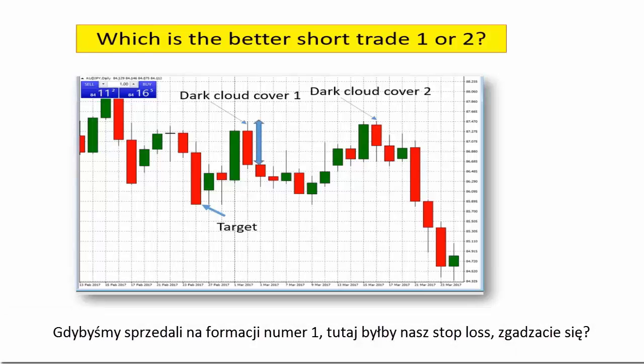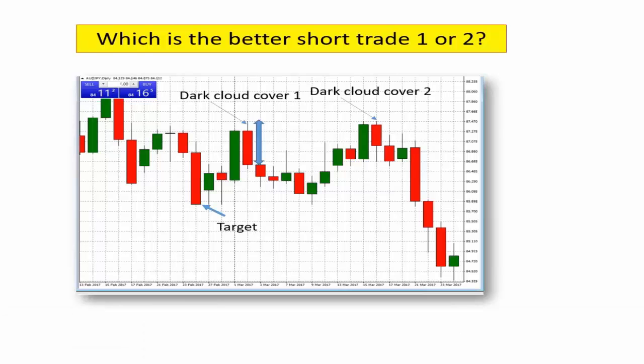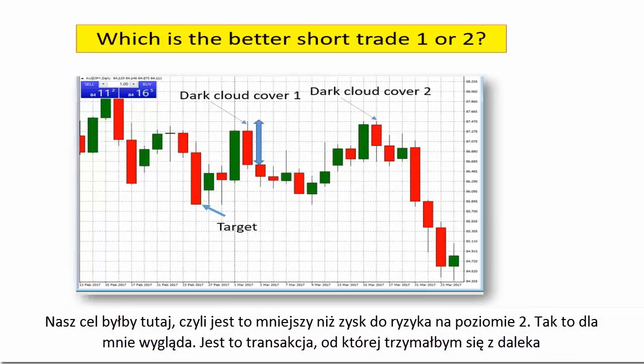Okay, so if we shorted on this dark cloud cover, that is our stop out level. Okay, everybody agree with that? And our target would be here. So that's less than a 1 to 2 risk reward, right? I mean, it looks like to me you're risking more than your potential target is. So this is a trade I would potentially stay away from.